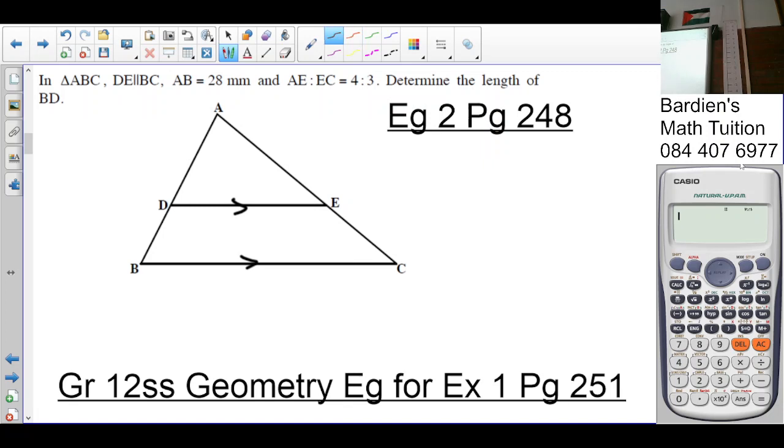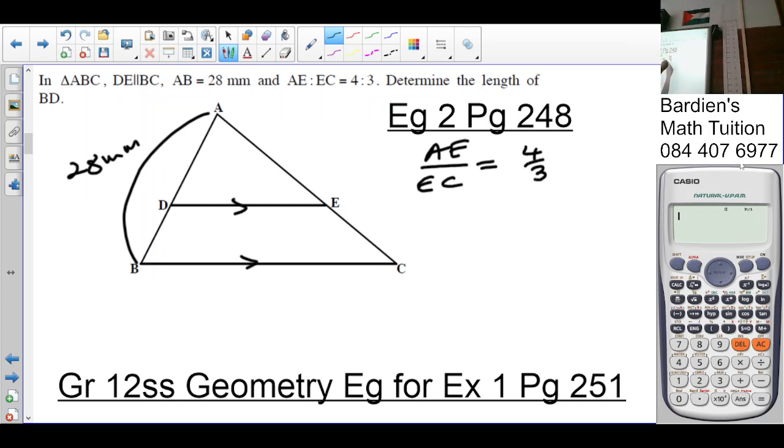We are told that AB is 28 millimeters. Then, importantly here, we are told that AE over EC is the same as 4 over 3. Again, you don't have to write it like that, I just prefer writing it. So what we do is we introduce a K substitution, because AE is not 4 and EC is not 3.